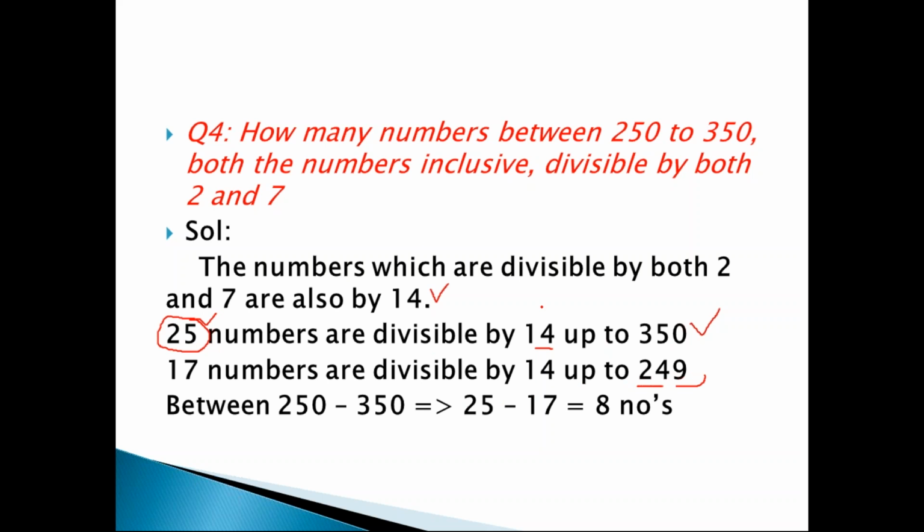Then up to 249, as 250 is also included, divide 249 by 14. You get 17 numbers. 17 numbers are divisible by 14 up to 249. Between 250 and 350, subtract 17 from 25. We get 8 numbers. 8 numbers are divisible by both 2 and 7 between 250 and 350.